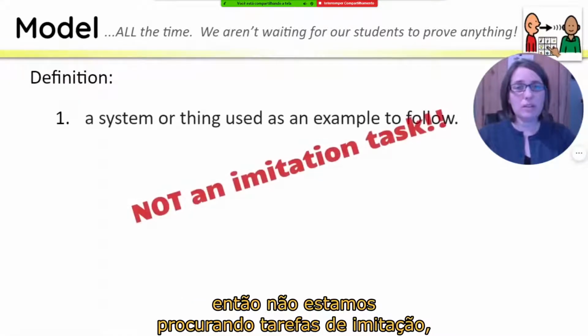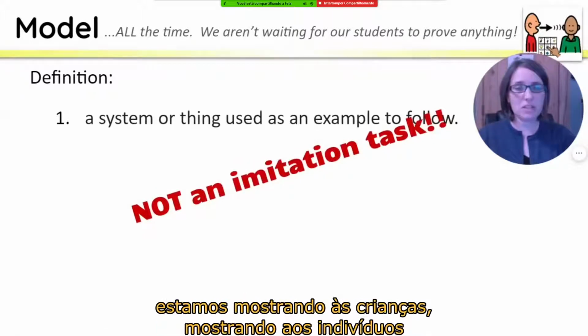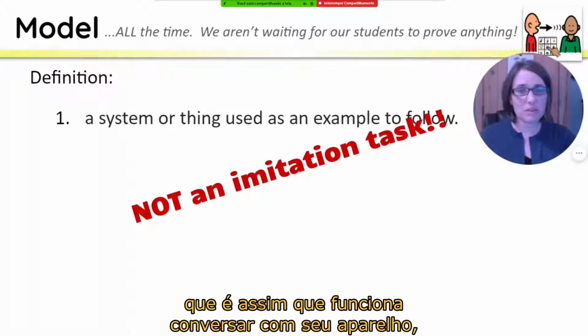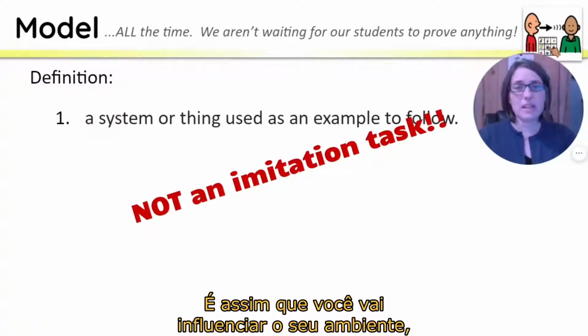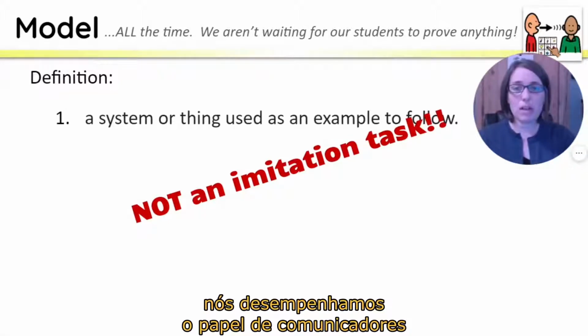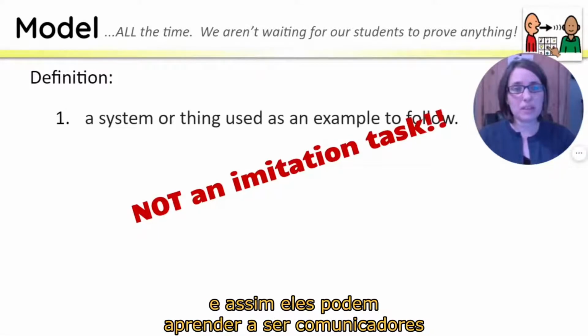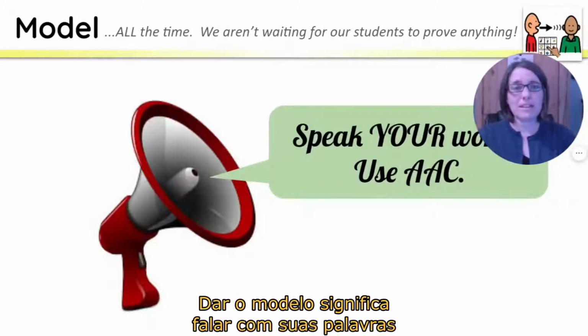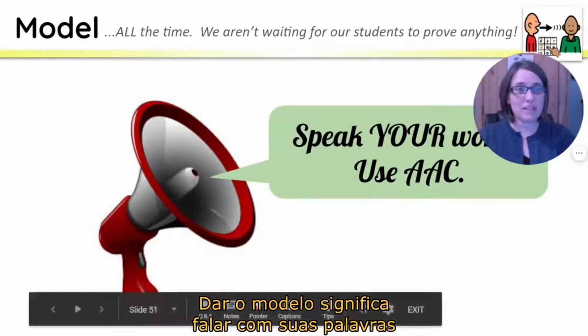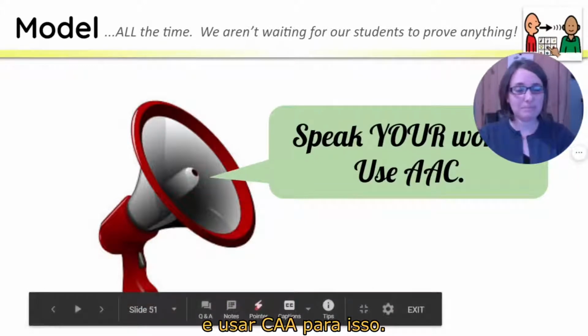So we are not looking for imitation tasks so much as showing kids and showing individuals, this is what it looks like to talk with your device or your tool or your book or your board. This is how you can influence your environment. So we play the role of being a communicator so that they can learn to be a communicator by following our model. Modeling essentially means speak your words and use AAC to do it.